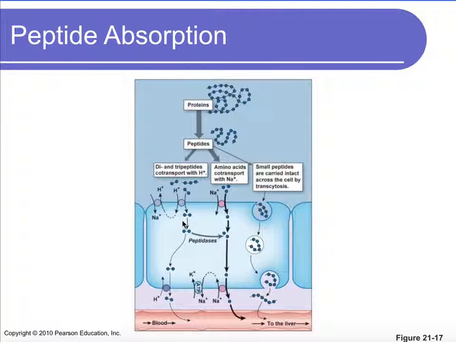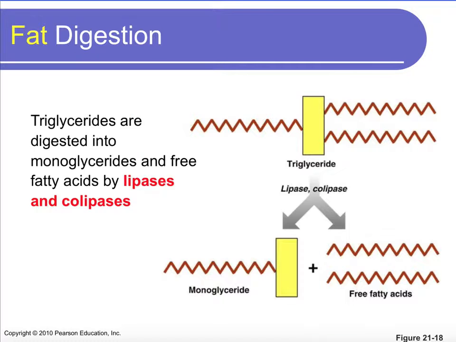Now, notice some of our di and tripeptides can get broken down into single amino acids after they go into our cell as well, with the help of further peptidases. Now, if we have small peptide chains, they're too big to go through these proteins, so they will go through via transcytosis. If you recall, transcytosis is where we endocytose on one side, take the entire vesicle to the other side, and exocytose. And again, it goes into our bloodstream, into our capillaries.